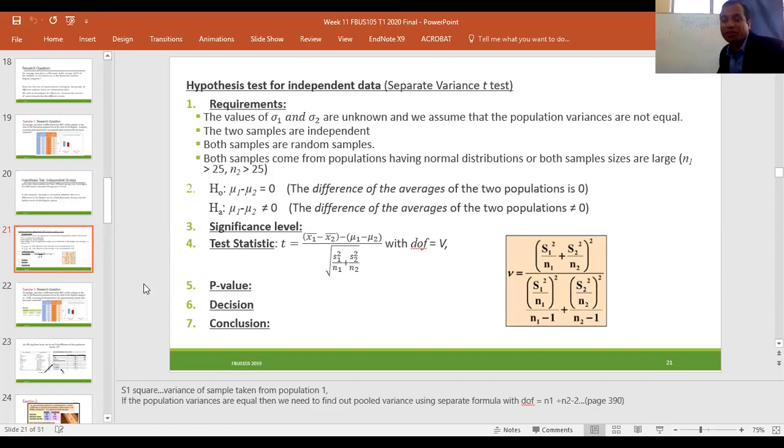That's why more calculation is required. It's advanced level hypothesis testing, more than one sample. So I don't think so.